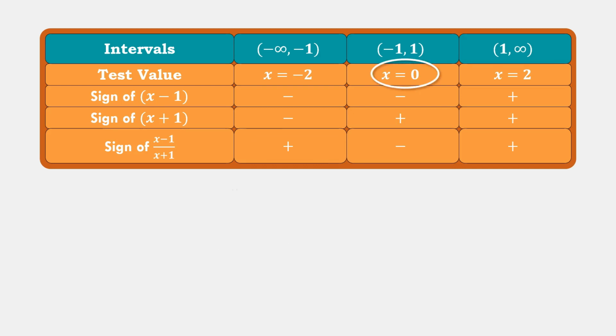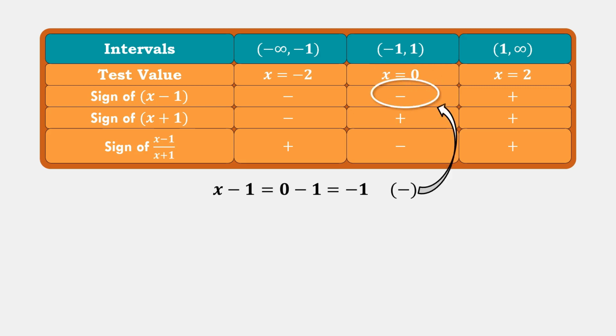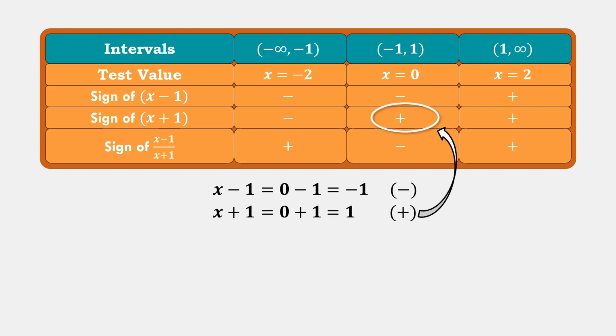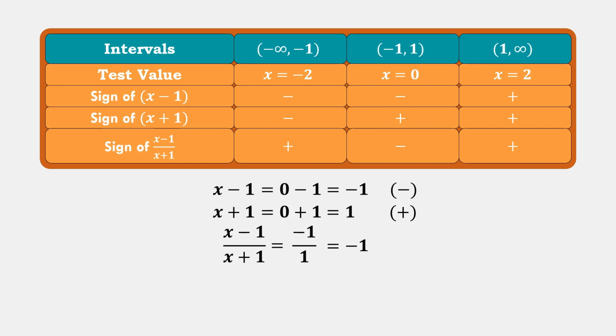Next column, x is equal to 0. So 0 minus 1 is equal to negative 1. So your sign is negative. 0 plus 1 will give you positive 1. So your sign is positive. Next, negative 1 over 1 is equal to negative 1. So your sign is negative.